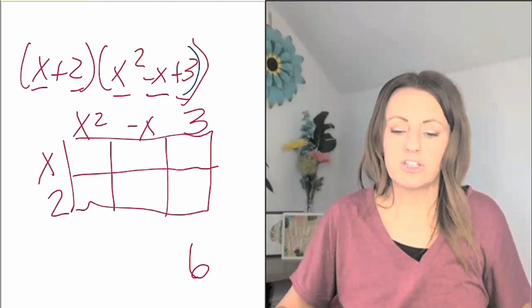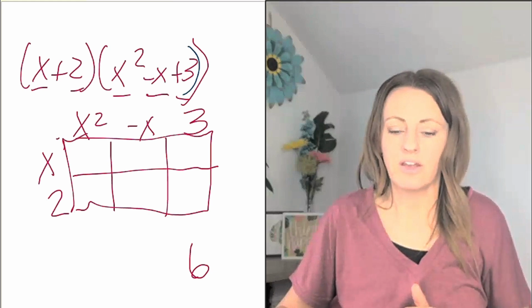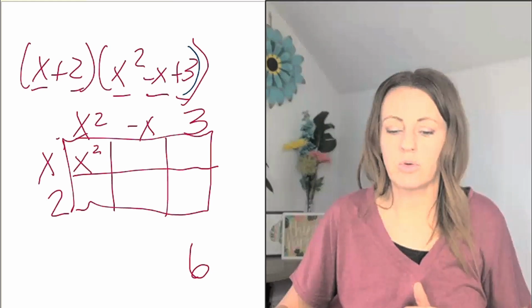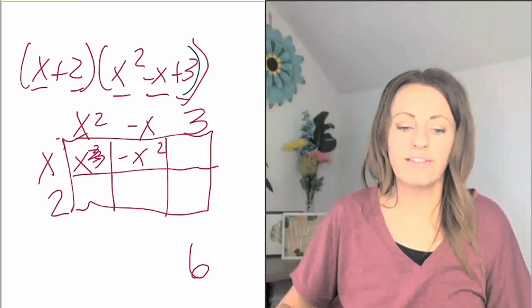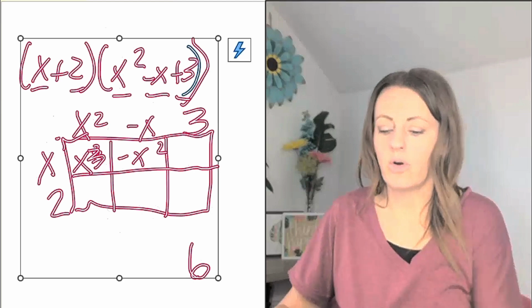And then they go through and multiply this. I'm not going to go through and multiply, but you can see how you would do it. X times x squared is x cubed, and x times negative x is negative x squared, and go through, multiply it, and combine like terms. So that's the representational way that I would do that.